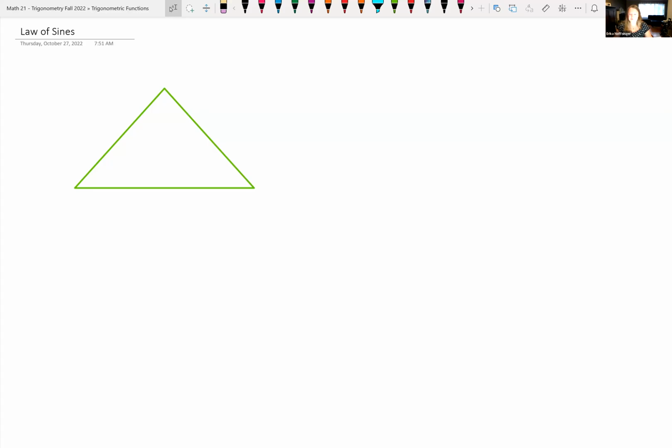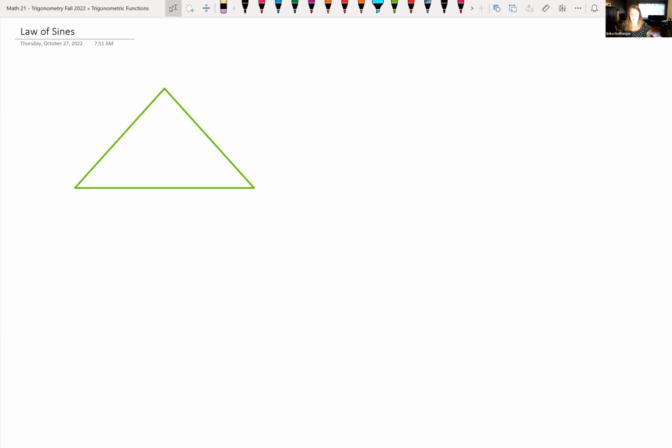So far in this course, we've been working with right triangles. So what happens when we don't have a right triangle? We can't use the trigonometric functions and the ratio of sides like we've been doing before. We can't use the Pythagorean theorem. So there are some other formulas that we can use when we don't have a right triangle. Today, we're going to look at the law of sines.